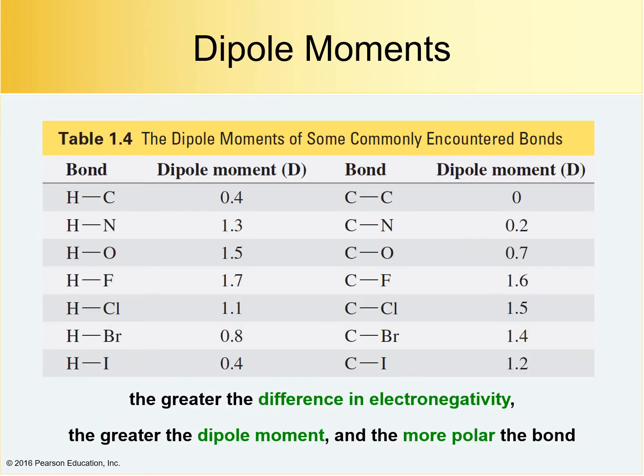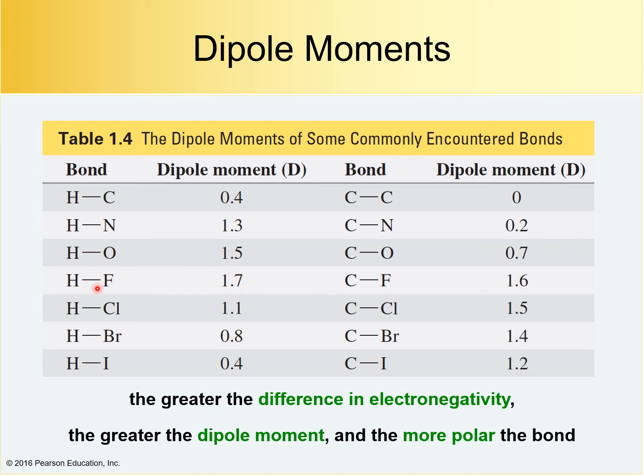So in this table, I'm showing you the dipole moments of different kinds of bonds between different atoms here. So it's a measure of the polarity of a bond. So if we look at a carbon-carbon bond, the dipole moment is 0 because carbon and carbon have equal electronegativity, so this is not a polar bond. But if we look at a hydrogen and a fluorine, they're from opposite ends of the periodic table, right?